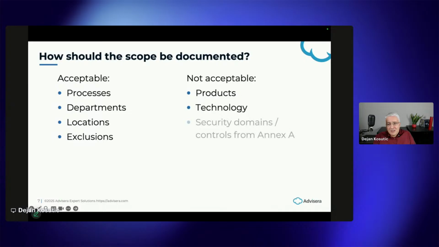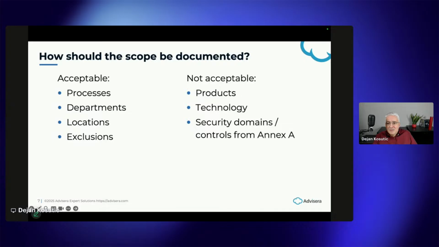You should also not define the scope only in terms of technology. So you cannot say that your scope is, I don't know, only the server. Again, it's not going to work. You have to define the departments and the processes that support this server. And again, as I mentioned before, you cannot define in your scope which controls from Annex A are included or excluded. So this is something that is not defined in the scope document.